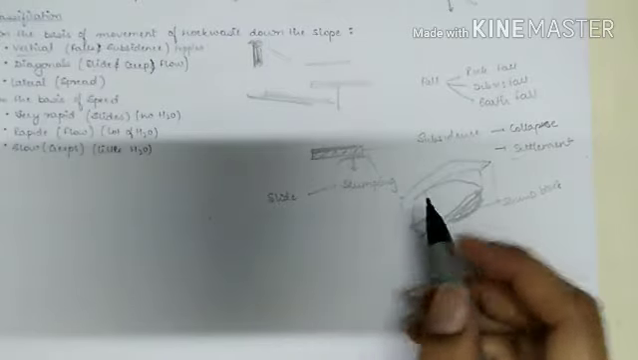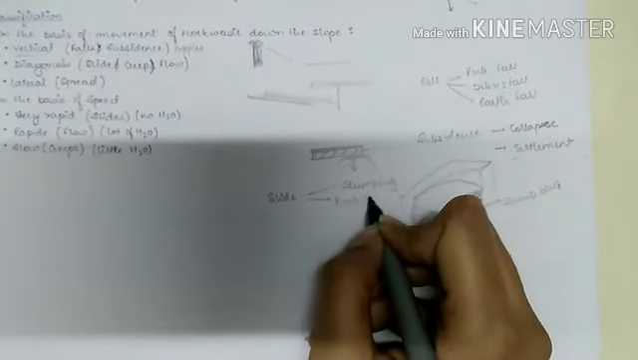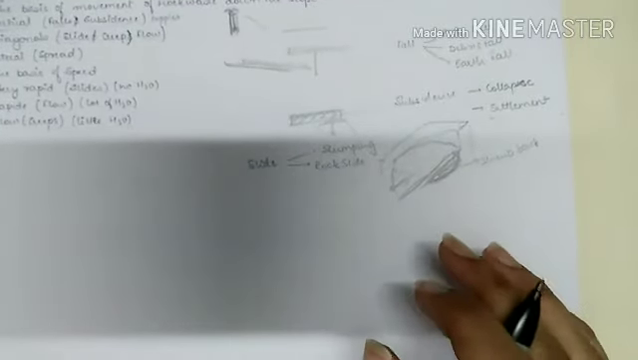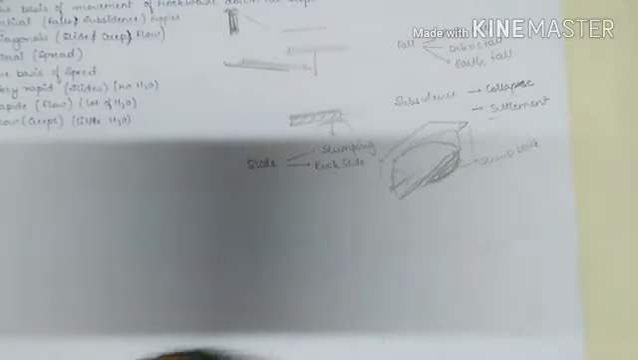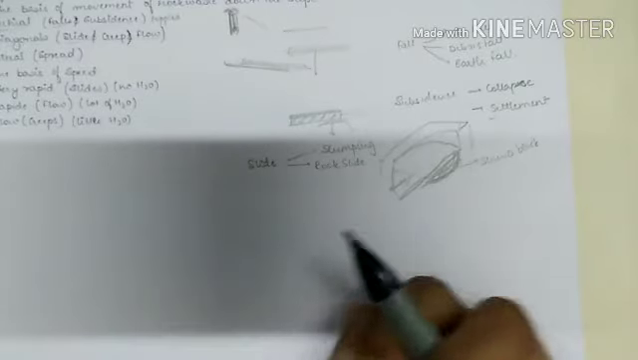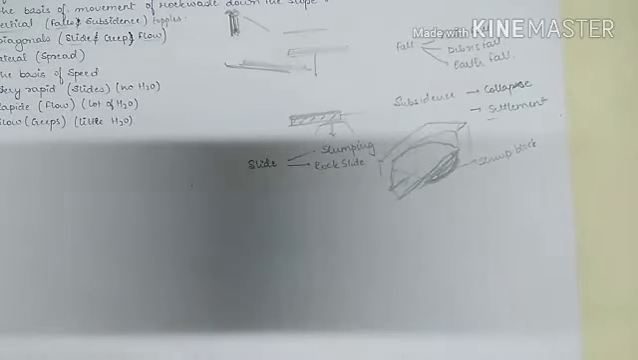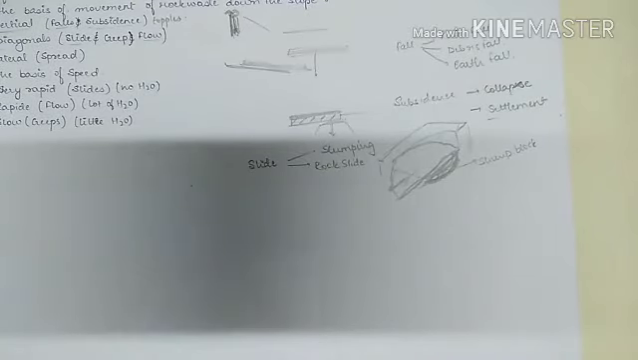Next, we have rock slide. Rock slide is also known as rock glide or block glide, and it is basically found in mountainous regions where we have large areas available. So rock falls and rock avalanches occur.